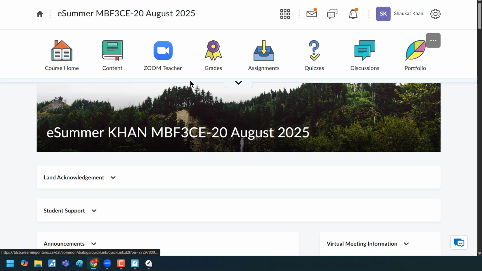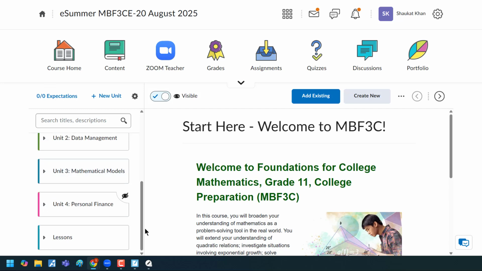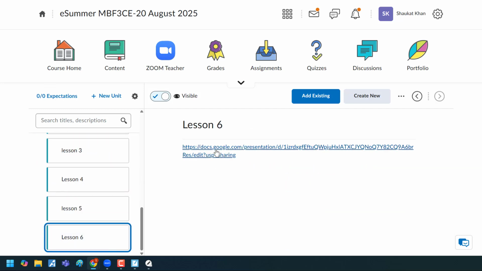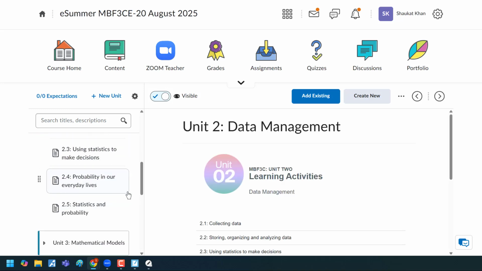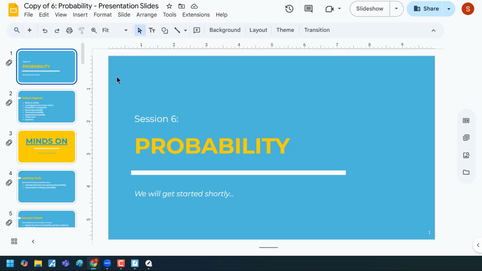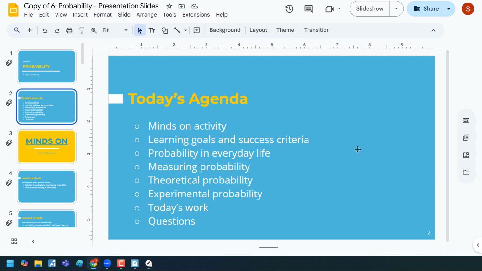So let's start the lesson. Today's lesson is lesson 6. So that's this one here. You got a Google slide, or if you're checking these notes out, it will be 2.4 and 2.5. Okay, session 6, probability. We're getting started now. Today's agenda: minds-on activity, learning goals, probability, measuring probability, theoretical probability, experimental probability, today's work, and then we got questions.